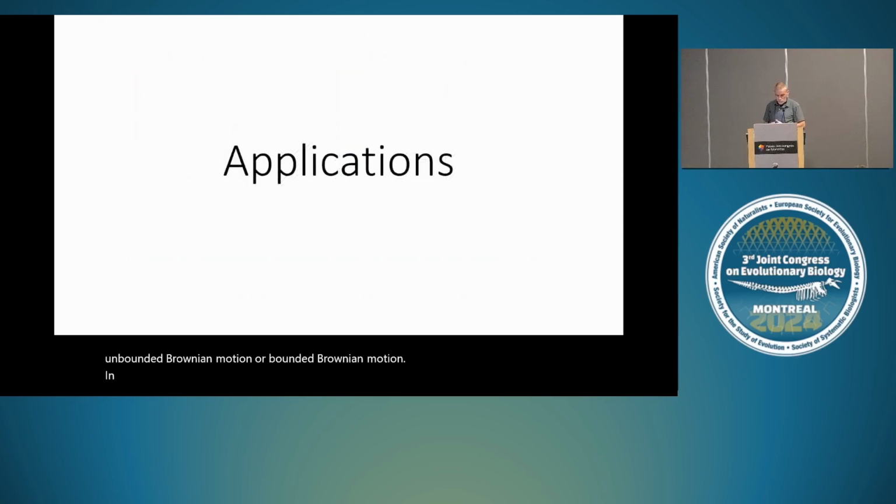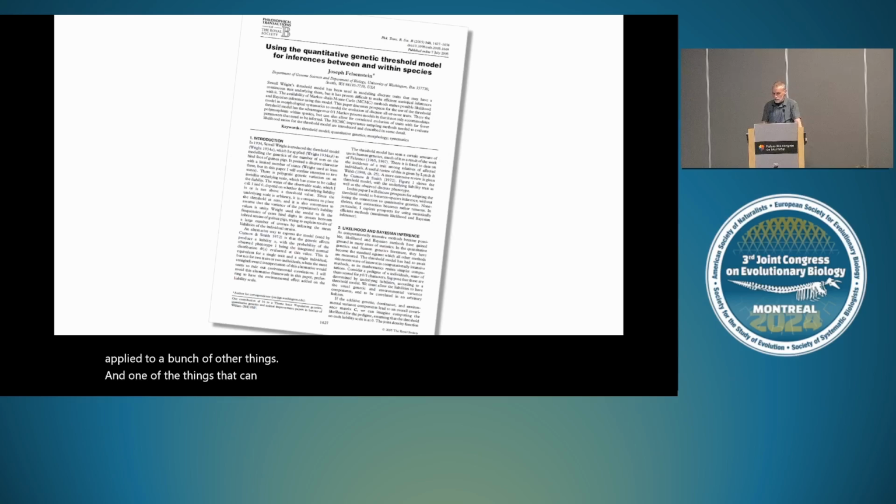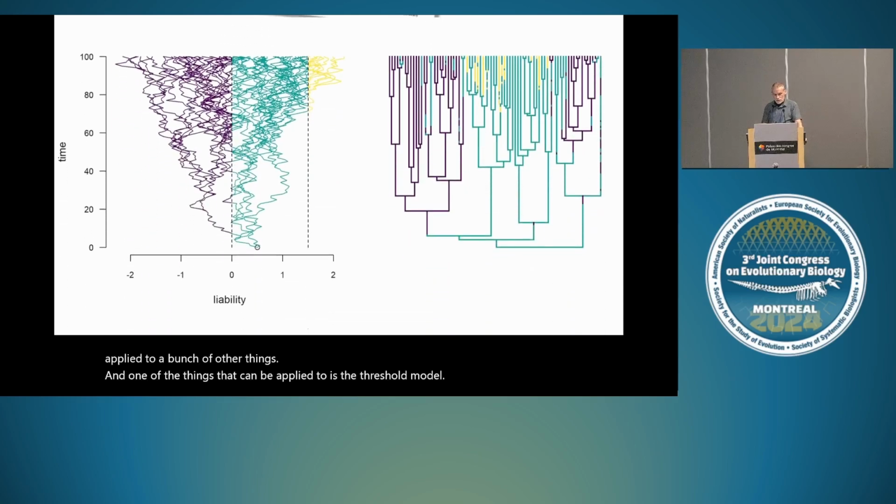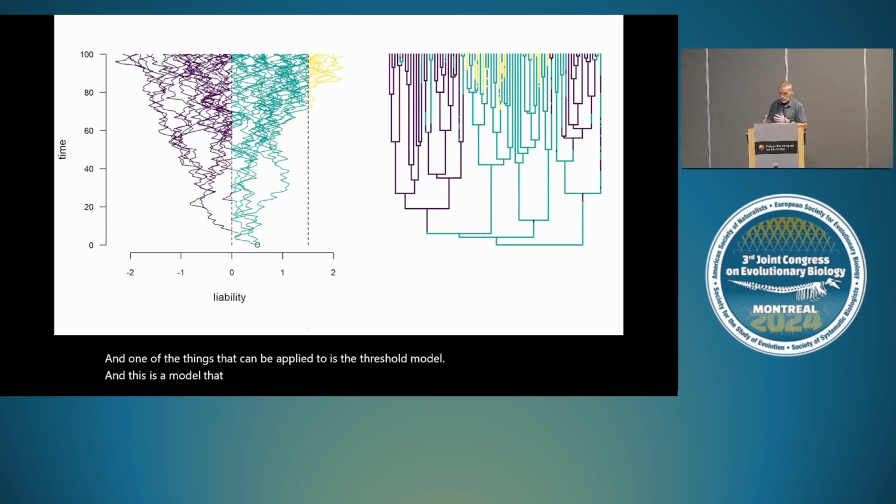In my last 1 or 2 minutes, I'm going to just describe another couple of applications, because the key thing is that when I understood this, I realized that it could be applied to a bunch of other things. One of the things that it can be applied to is the threshold model. This is a model in which the underlying evolution is in a continuous character called liability, and then the thing that we observe is the discrete character. As soon as liability crosses the threshold, the discrete character changes in state.